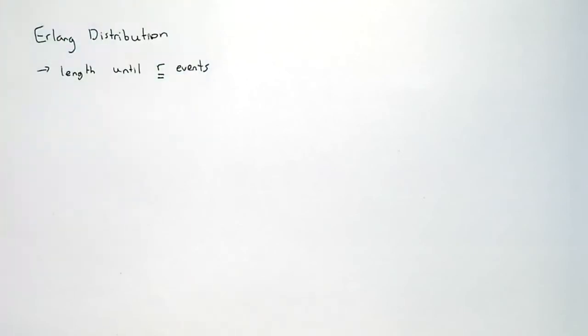So the Erlang distribution is going to give us the length, time, interval, you can call it whatever you want, until r events. Before, when we were talking about exponential distributions, it was until one event, but now it's until r events in a Poisson process. It was named after Abner Erlang, who was a Danish mathematician, statistician, and engineer.